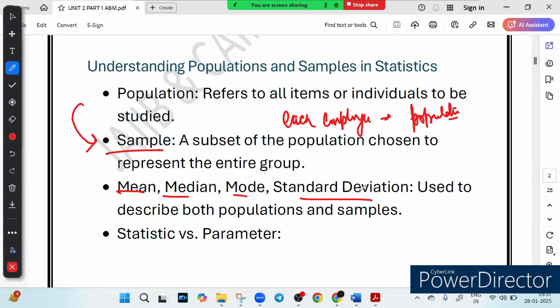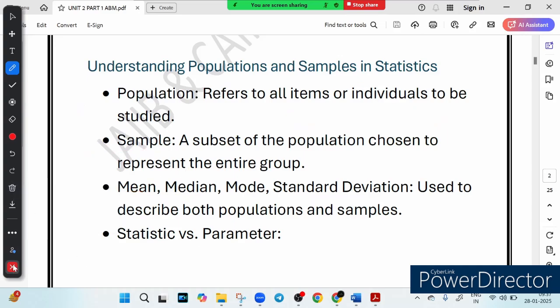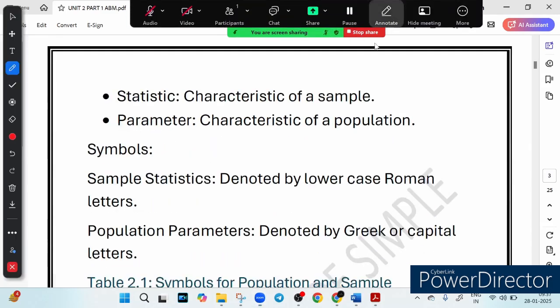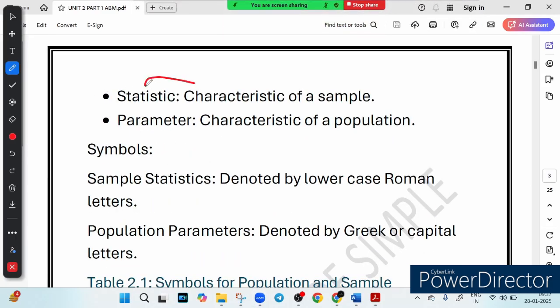Now here is an important distinction between statistics and parameter. Let me show you the difference quite clearly. Statistics describes a sample and parameter describes a population. I'm again coming to the example you took previously, that you have been assigned the task of calculating the productivity of your employees, right? So this task has been assigned to you.